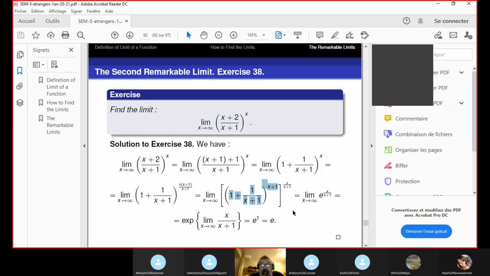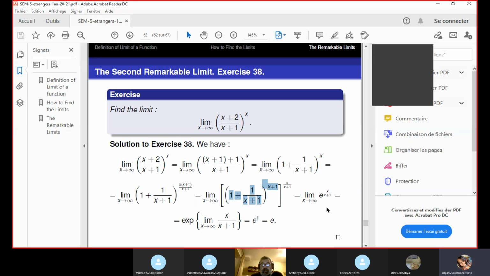If you do not like x plus 1 as a variable, you can change x plus 1 by t. x goes to infinity, t goes to infinity. Same thing. Agree? Yes, agree.